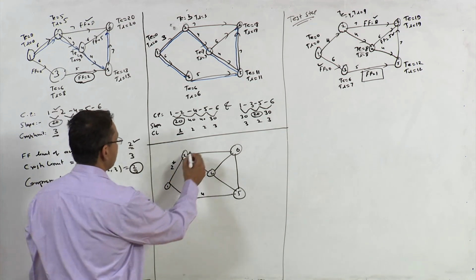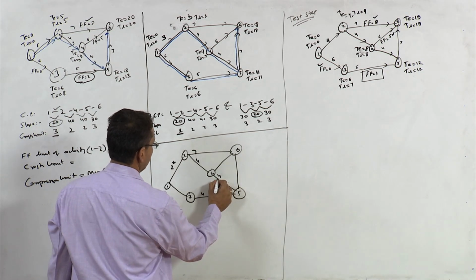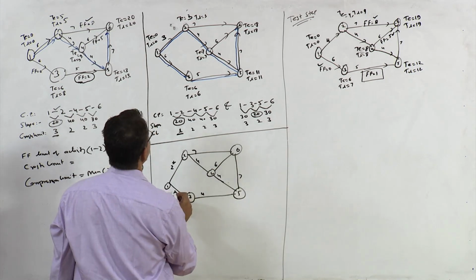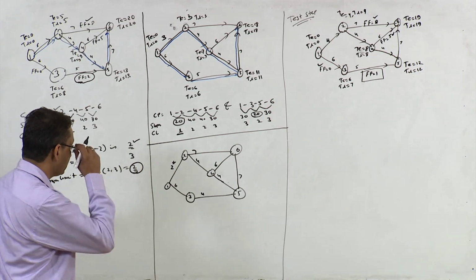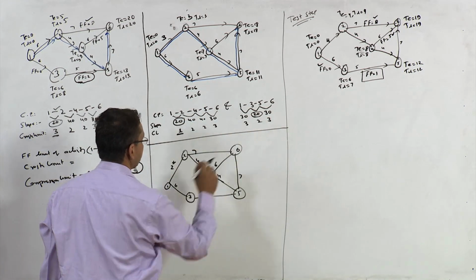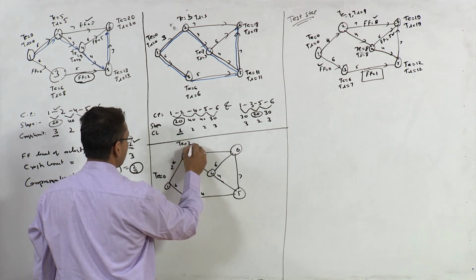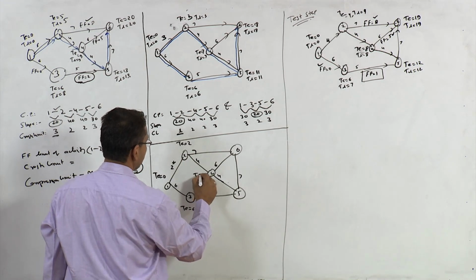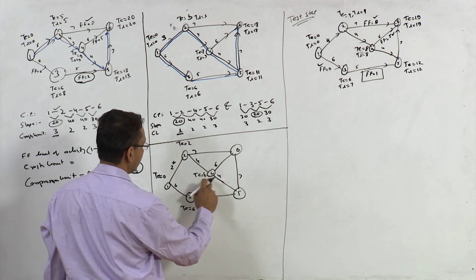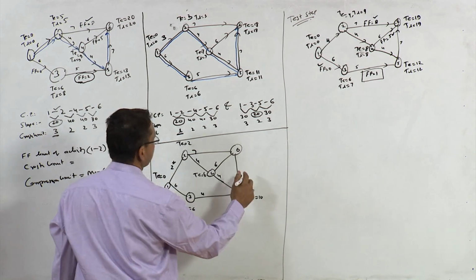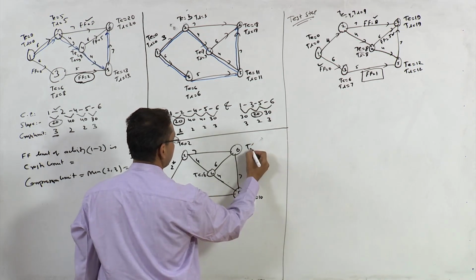So other durations are the same: 7, 4, 4, 7, 4, 4, this is 6 and 7, this is 6, right? Let us see what is the effect of these two changes in this network. So T here is 0, T here is 2, T here is 6, T here is 6. T here is 10 from this side, and from this side also T is 10. This is now 17, so T here is 17.